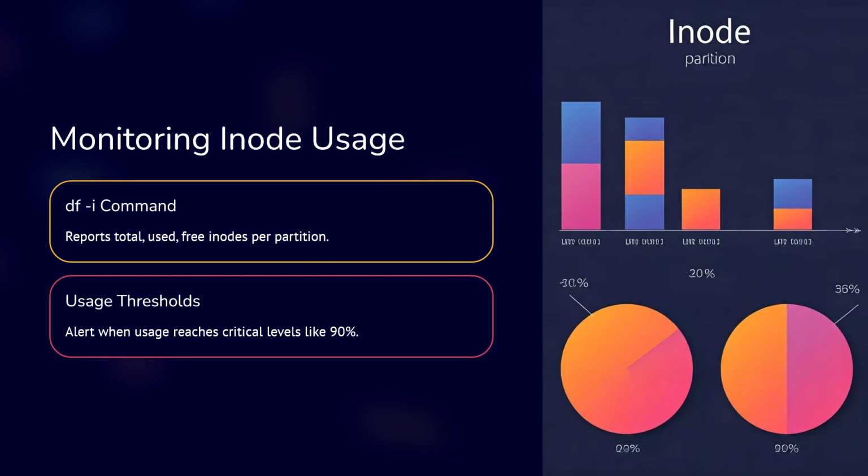Next one is monitoring inode usage. The df space dash i command is used to report total, used and free inodes per partition. Use thresholds to alert when usage reaches a critical level, like 90%.